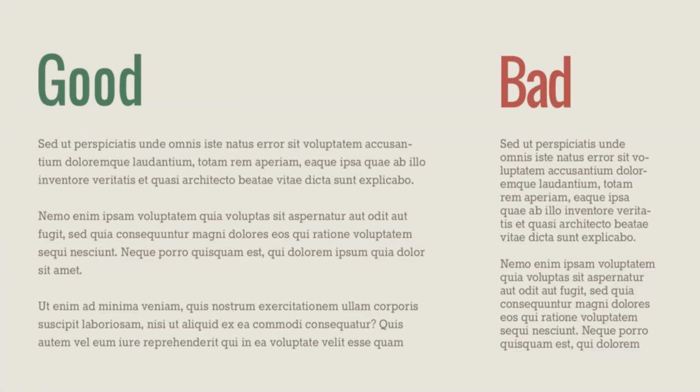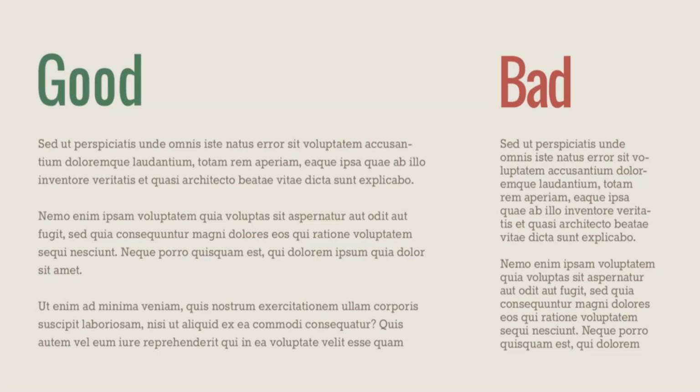Another example. One on the left, there's space between the paragraphs. There's space between the lines. It's easy enough to read. The one on the right, well, there is space between the paragraphs, but the paragraphs themselves are so cramped that you get a cramped feeling when you read that.